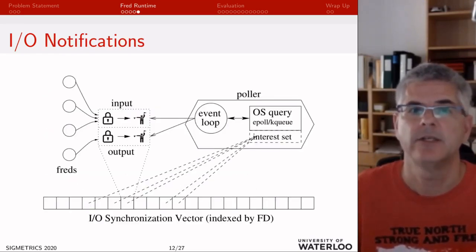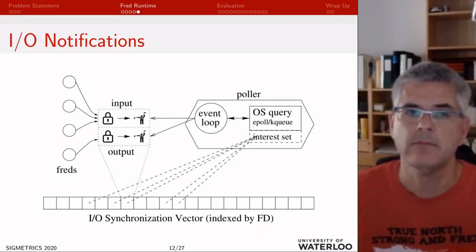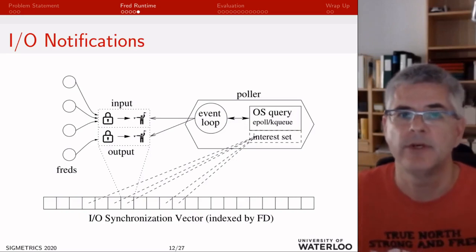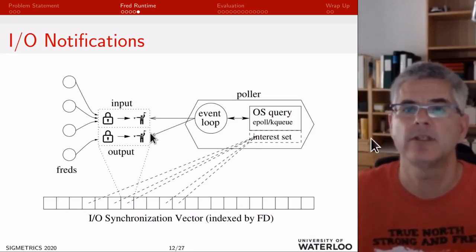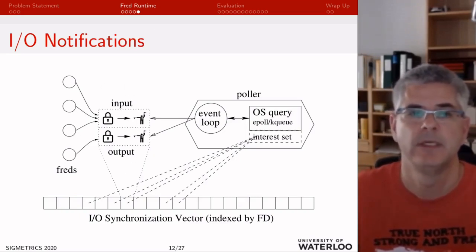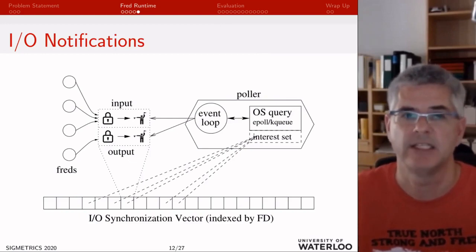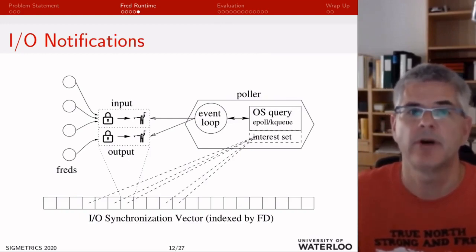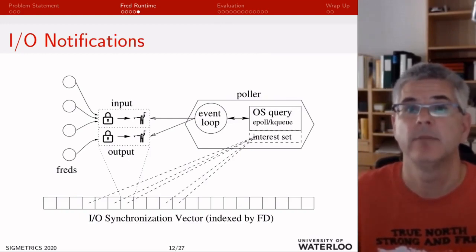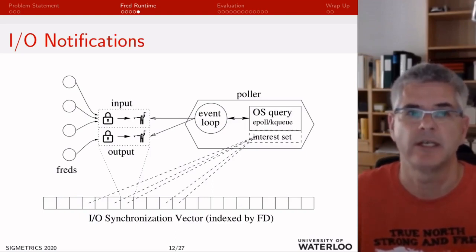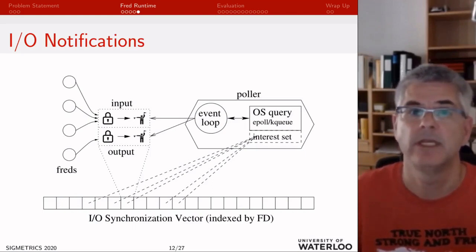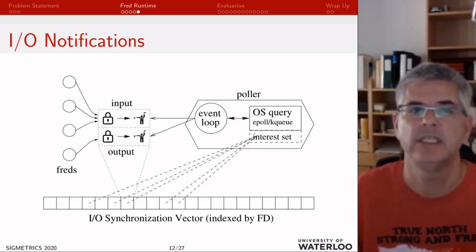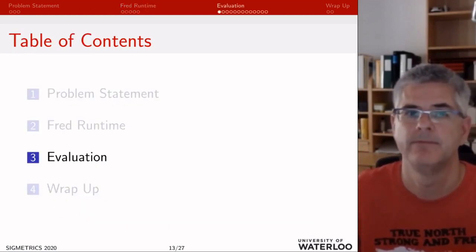The basic architecture uses a global array to represent all possible file descriptors. Threads are blocked on I/O operations using user-level synchronization primitives. A poller component interacts with OS-level mechanisms to obtain I/O notifications and notify threads. A substantial part of our work has investigated multiple refinements of this basic architecture. This is all documented in the paper, but I don't have time to cover the details in this presentation.